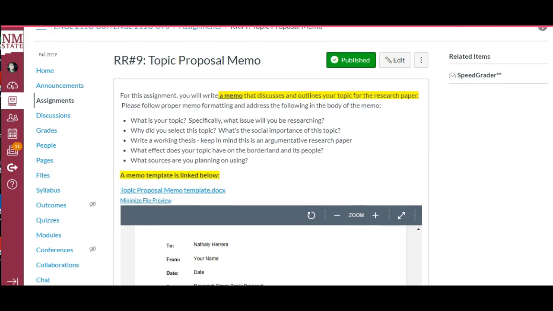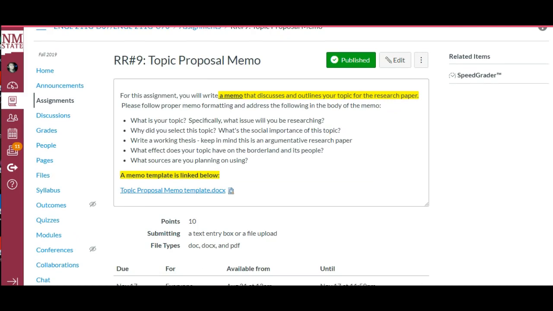So basically, what you're going to do is tell us what your topic is, what you're going to be discussing, why it's important, why you selected this topic. You're also going to write a working thesis just to make sure that your topic is pretty specific and narrowed down. We don't want to have broad topics like I told you when we went over the list. Something like a topic like education or immigration, that needs to be narrowed down because there are so many things that you can talk about. So topics like that would need to be narrowed down a little bit more. Also, you want to tell us what effect your topic has on the borderland and its people.